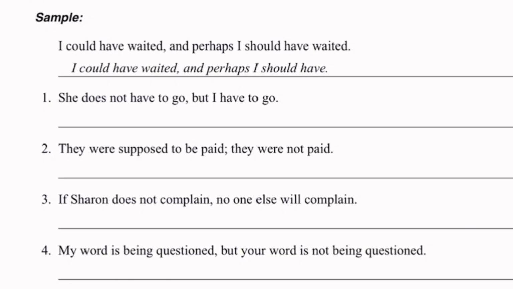She does not have to go, but I have to go. The correct one will be what? She does not have to go, but I have. They were supposed to be paid. They were not paid. They were supposed to be paid, but they weren't, or but they were not. If Sharon does not complain, no one else will complain. If Sharon does not complain, no one else will.